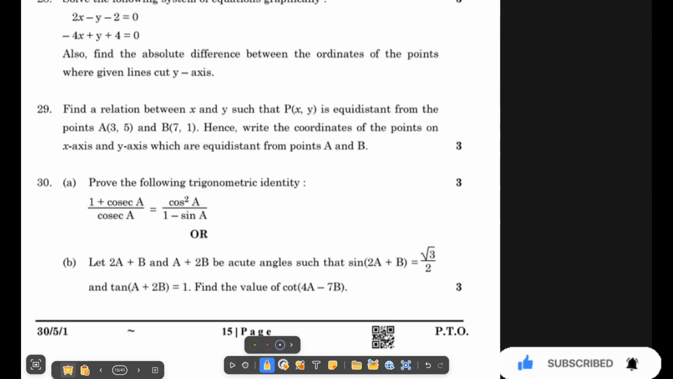Next, 29th question. So what is the 29th question? Find the relationship between x and y such that P(x, y) is equal distance from the points A(3, 5), B(7, 1). Hence write the coordinates of the points on the x-axis and y-axis which are equal distance from points A and B.